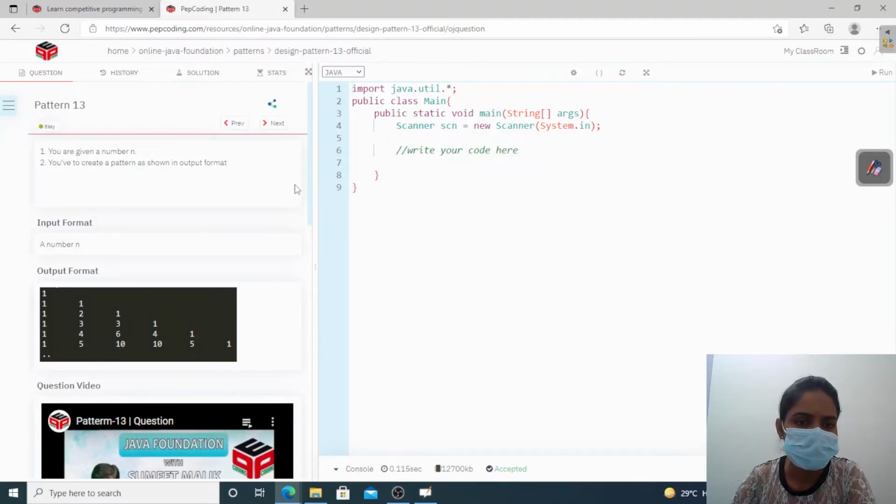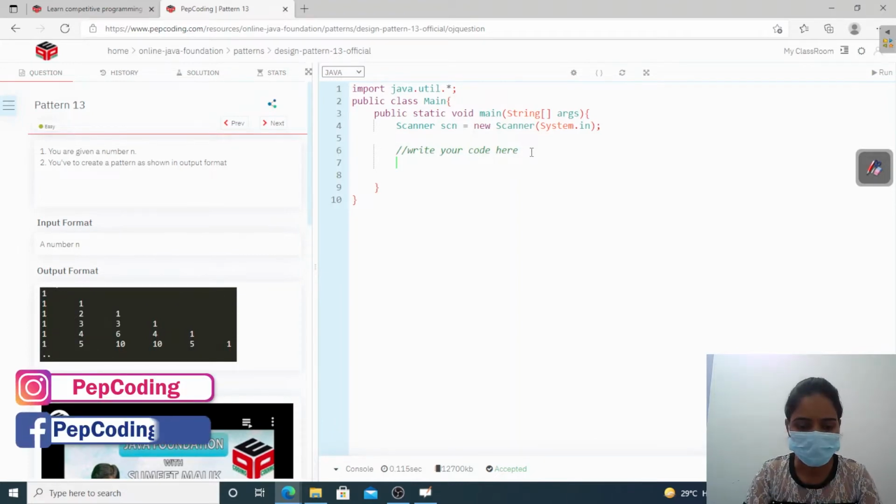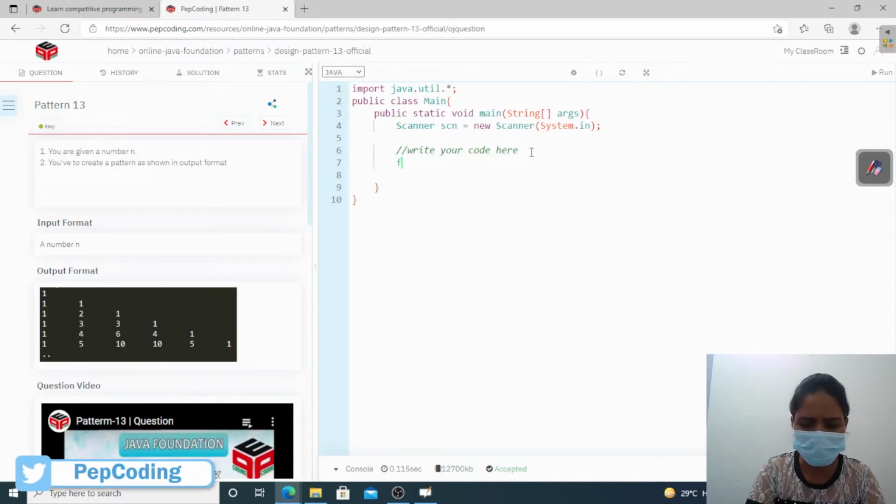Ladies and gentlemen, in this video we are going to discuss pattern number 13. Before printing this pattern, we know how to print this triangle, so can we print this triangle first? I don't want to make the problem more complicated, so we will go step by step. We know how to print this star pattern, so let's print it first.